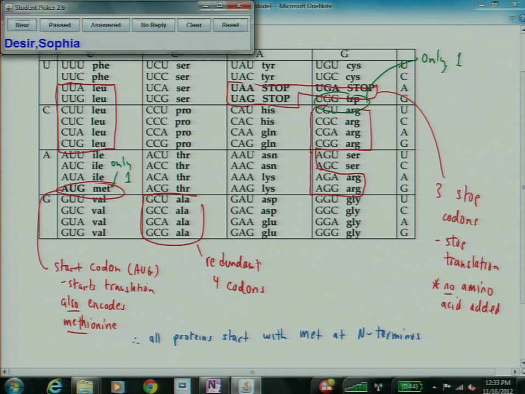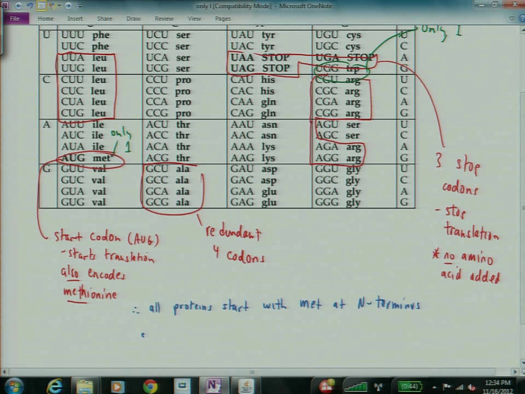Because basically you roll along, you start with a start codon, methionine. Methionine, alanine, leucine, and so on. You put the last amino acid in. It can be anything. And then you put a stop codon, and then it stops. So she's absolutely right. You can have any amino acid you like at the C terminus. So thank you. Proteins can end with any amino acid at the C terminus.